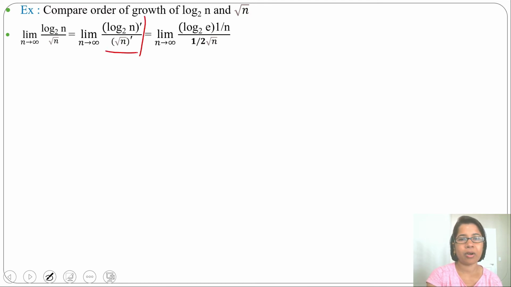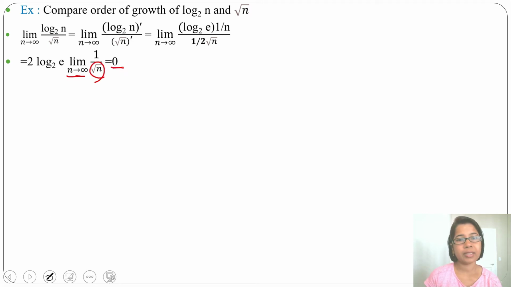Now we'll get log e base 2 times 1 by n, divided by 1 by 2 root n. This part is a constant, that we can take to the left side. So 2 log e base 2 times the limit as n tends to infinity of 1 by root n. If we substitute this n value in root n, we'll get 0. What does 0 mean? t(n) has a smaller order of growth than g(n), meaning log n has a smaller order of growth than root n.